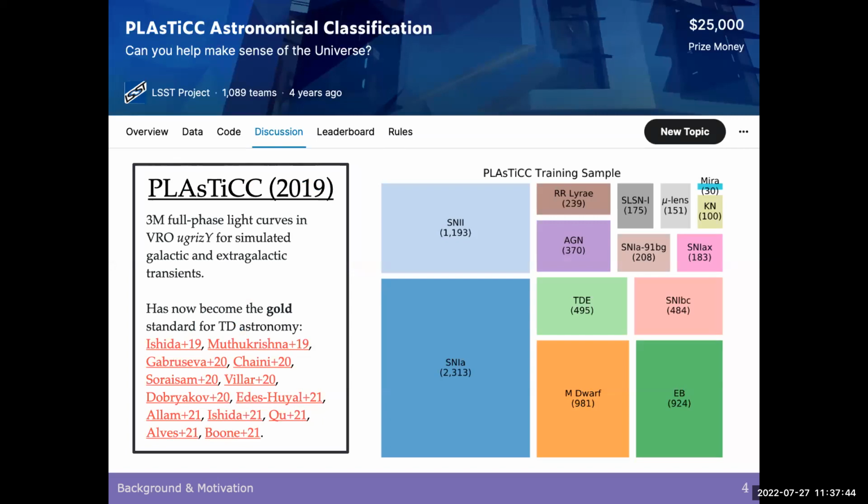So the Photometric LSST Astronomical Time Series Classification Challenge was launched on Kaggle, and the participants were tasked with finding novel ways to photometrically classify simulated LSST-like events in this big training and testing framework. And so for the data set, 3 million full-phase light curves were provided in ugrizY for a series of both galactic and extragalactic transients for which we have models. And this has really now become the gold standard data set for training and testing machine learning classification tools.